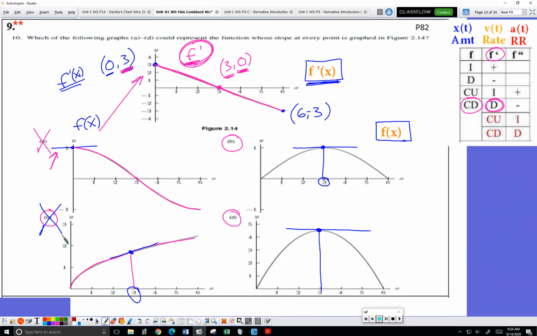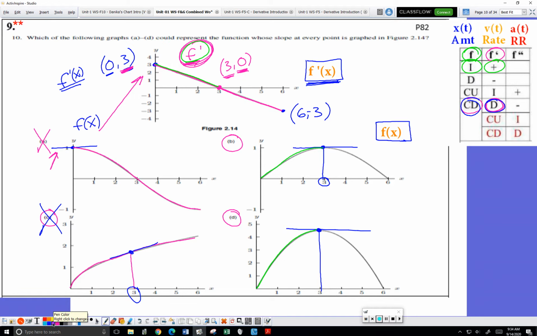Let's see, we checked. We've got this checked already. Got that checked. We could look here, I suppose. We could say these y-coordinates of f prime are all positive, which means the corresponding graph of f should be increasing on that interval. But unfortunately, both of these are increasing on that interval. So that didn't help.